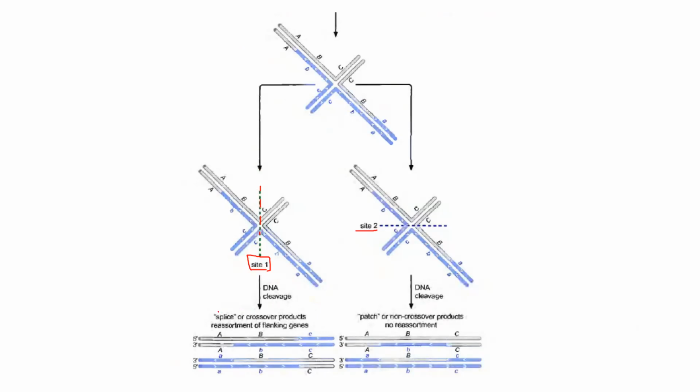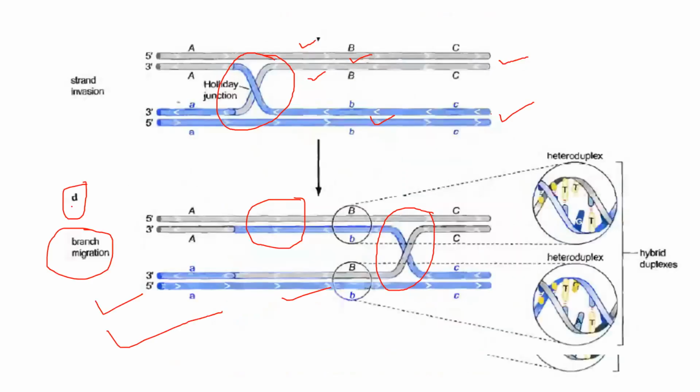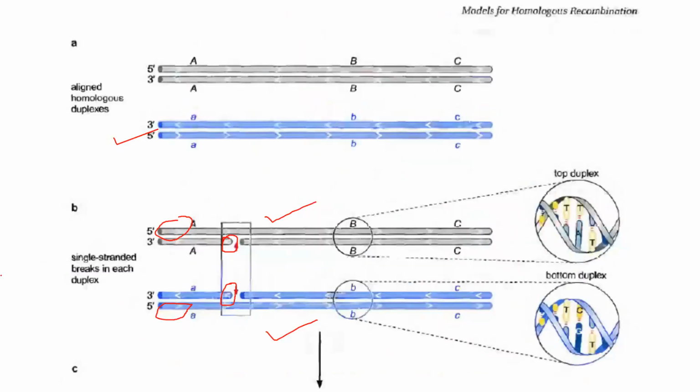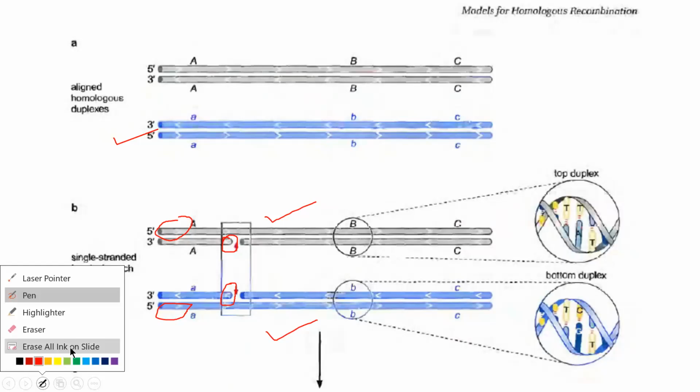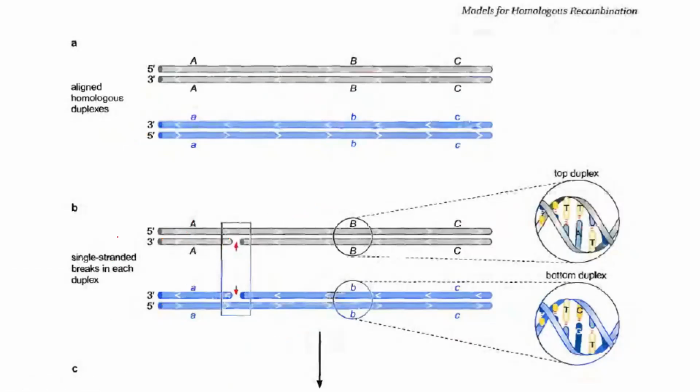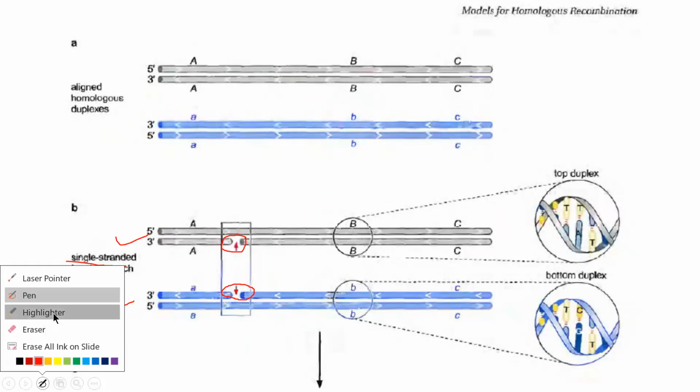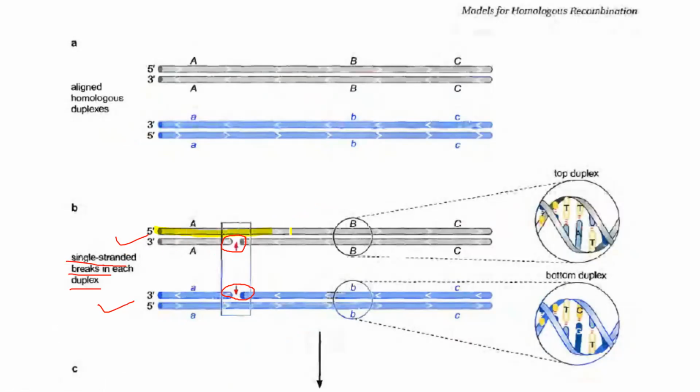So I take you back to step A, when the alignment took place, and after the alignment the single-stranded breaks were made in both the DNA molecules. In this case, you can see the single-strand break was made in this strand, and the single-strand break was made in this strand, in this DNA molecule. But the other strands are intact. The strand which is intact is the one I'm highlighting in yellow, and the strand which is intact here, the one I'm highlighting in yellow.